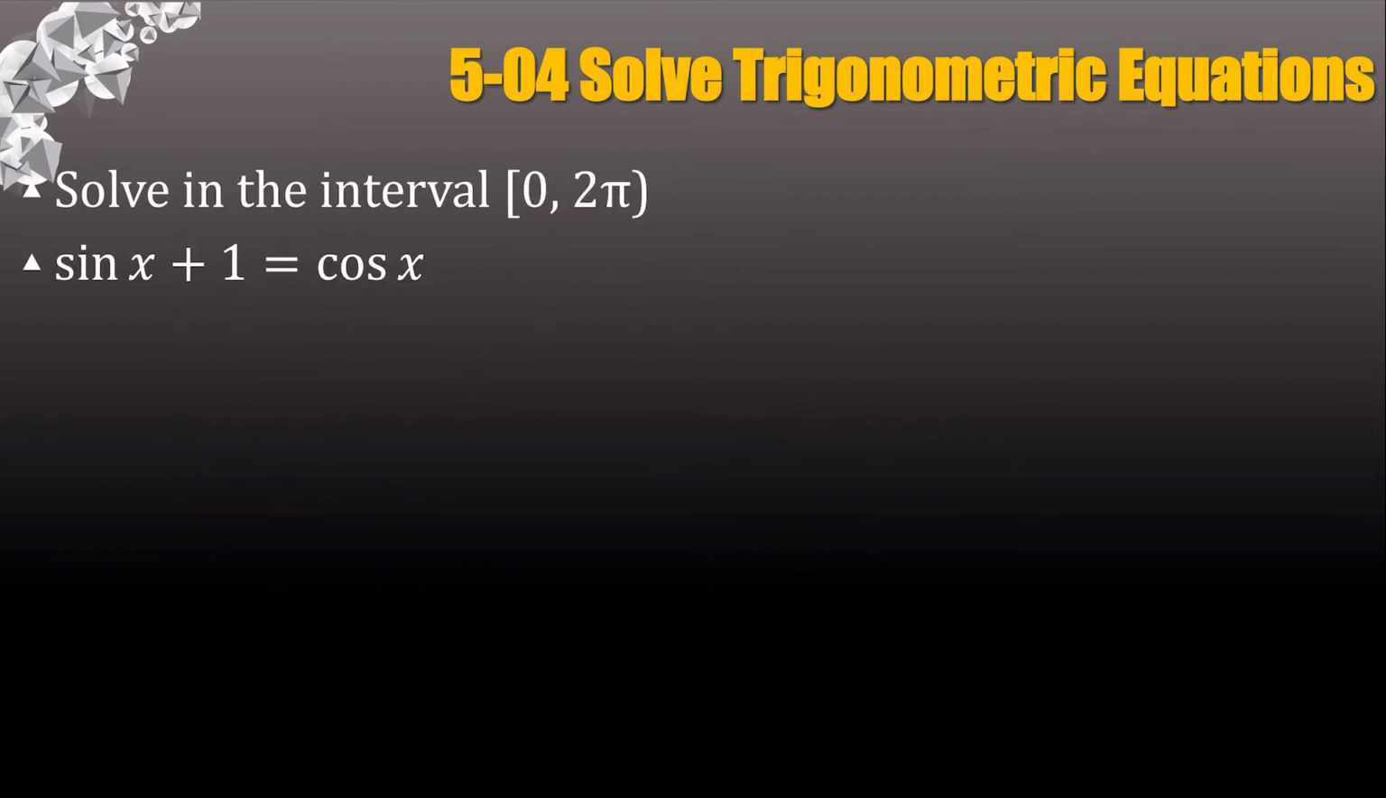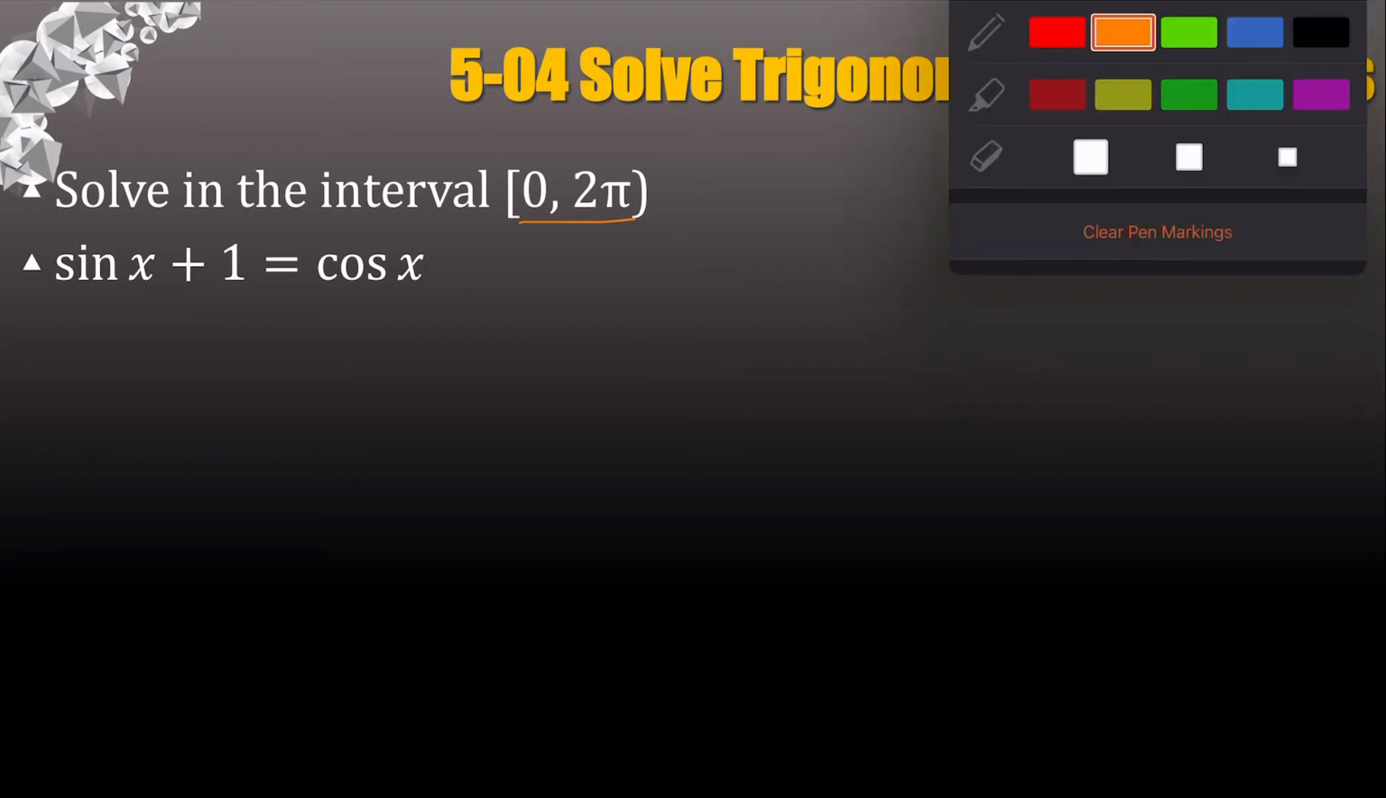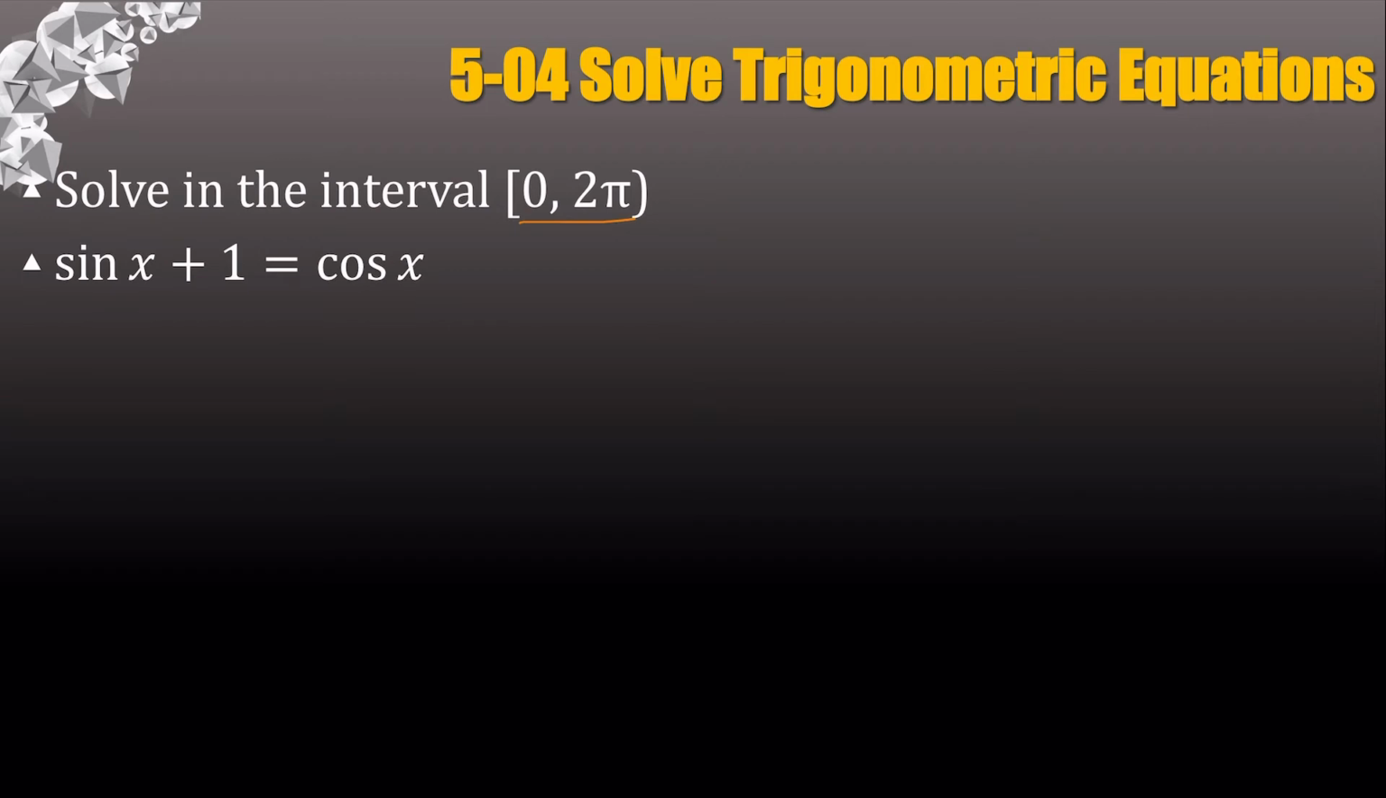All right, these instructions are slightly different. These, we just want all the answers between 0 and 2 pi. So you don't have to say plus pi n. They just want a list of all the answers. All right, in this one, notice we have both sine and cosine. Okay, so maybe we can make those the same.